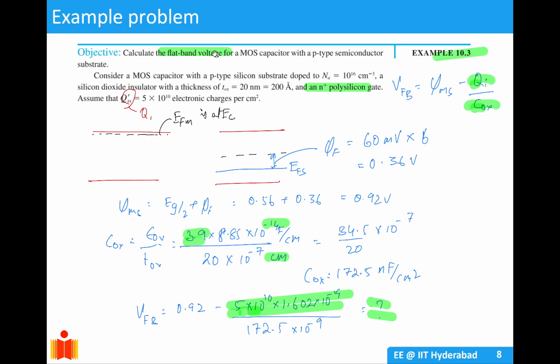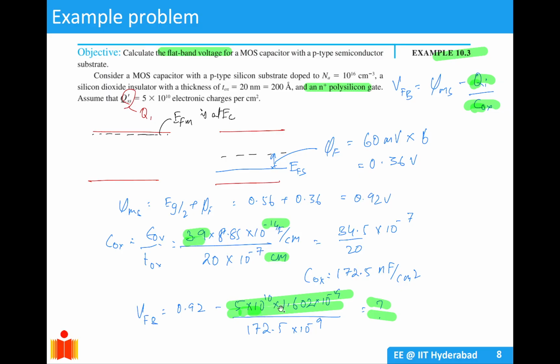Now the flat band voltage is given as your correction in Vt. So the flat band voltage is phi ms minus Qi by Cox. Phi ms you have calculated as 0.92 volts. Qi you are given in the question as 5 into 10 power 10. This is electronic charges, so this is not in coulombs. This is in terms of e per centimeter square, so you have to put that.